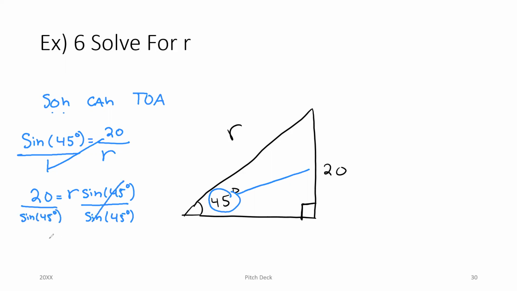So this cancels, and you're left with r equals 20 over sin of 45 degrees. If you put that in the calculator, you get 28.28. Let's just round it to 1 decimal. So the hypotenuse is going to be 28.2 units.